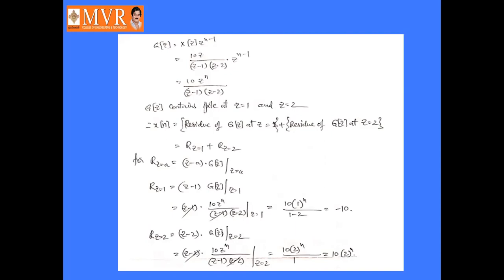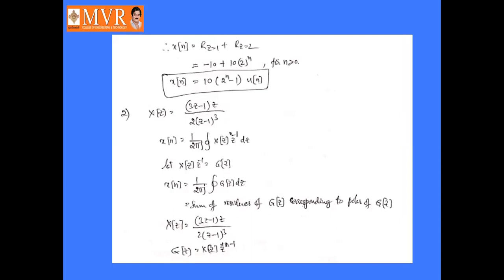Similarly, the residue of G(z) at z = 2 is (z - 2) G(z) evaluated at z = 2. So (z - 2) · 10 z^n / ((z - 1)(z - 2)) with z = 2. The (z - 2) gets cancelled, and substituting z = 2, we get 10 · 2^n / 1, that is 10 · 2^n.